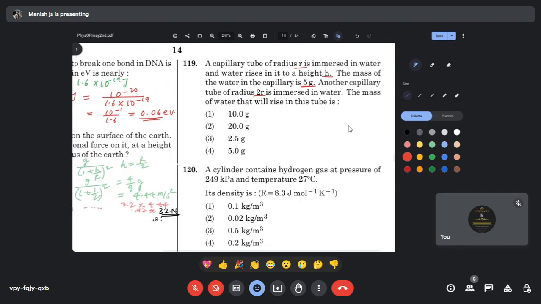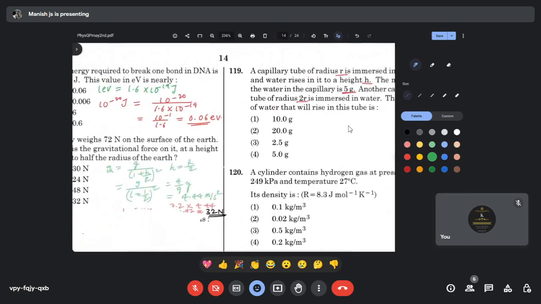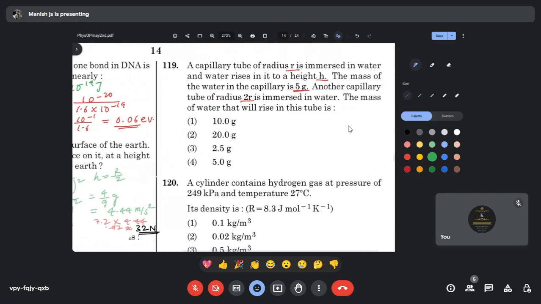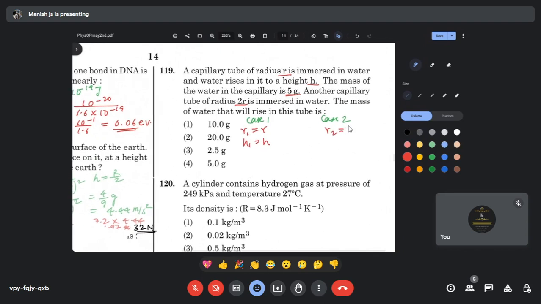Now here we are going to write the relationship for capillary, that is for the radius. So let us say we have 2 cases here, case 1 and case 2. Case 1 is where you are immersing the capillary tube of radius r. Case 2 is where I am having a capillary tube of a different radius, that is twice what it was before, that is 2r. So let me say r1 is equal to r, height h1 is equal to h, that is the first case. And r2, the second capillary tube, is twice, which is 2r.